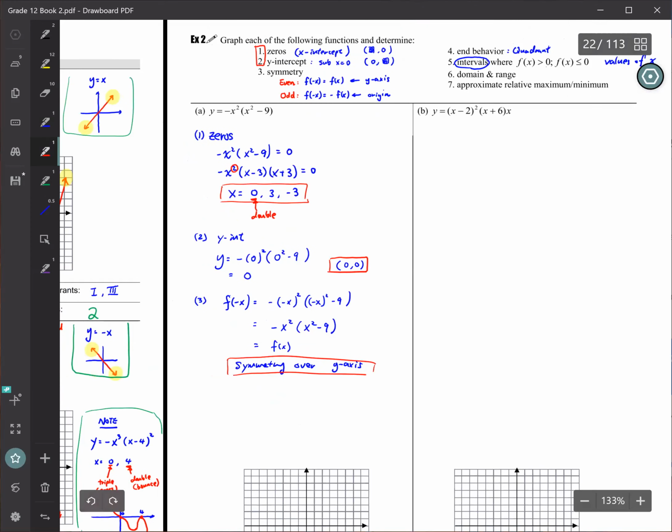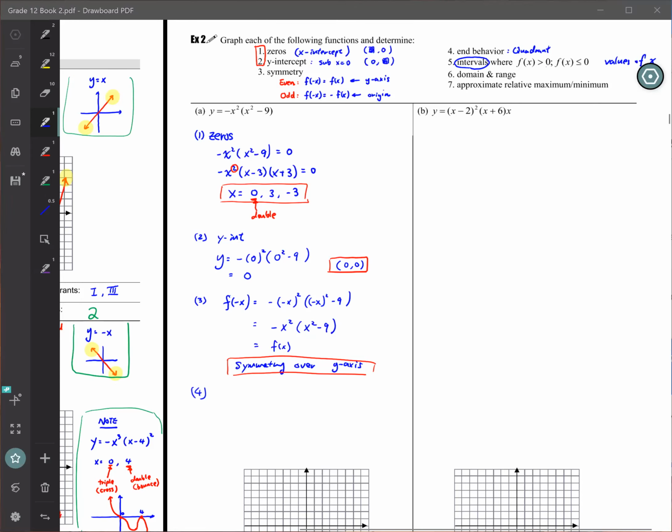Okay, number 4 is end behavior. So for end behavior, you need to check the degree, and then you check positive or negative. So please tell me if it's even positive, negative, or odd positive or negative. Give you a couple seconds to think about this. Is it even positive or negative? Odd positive or negative?